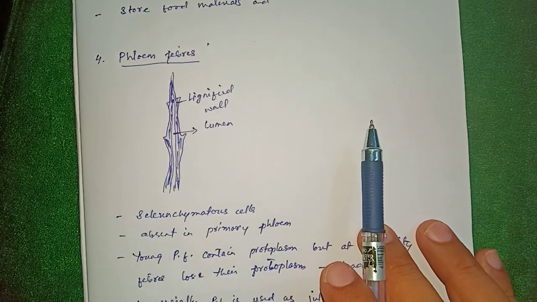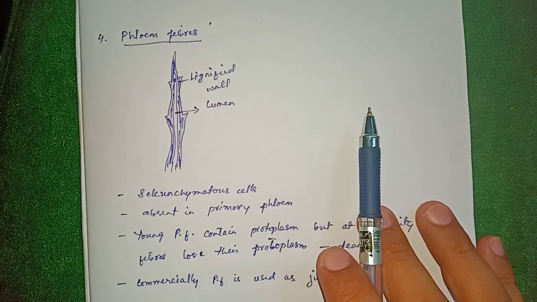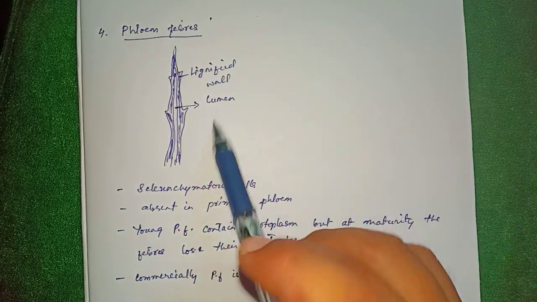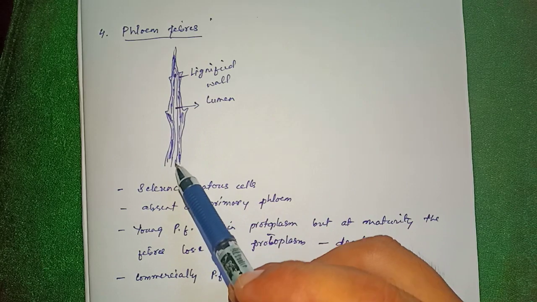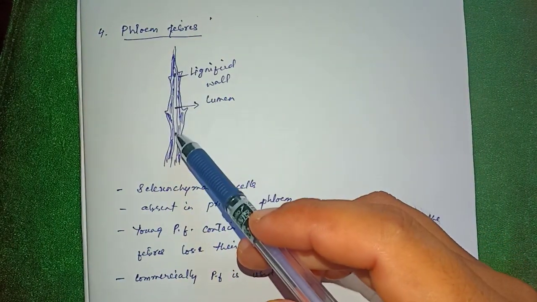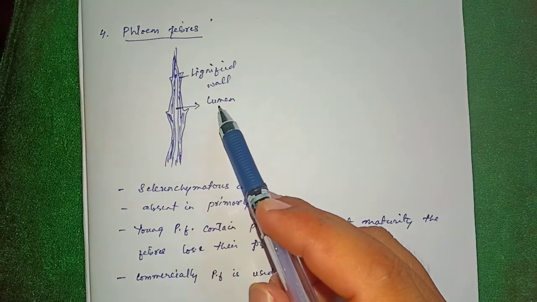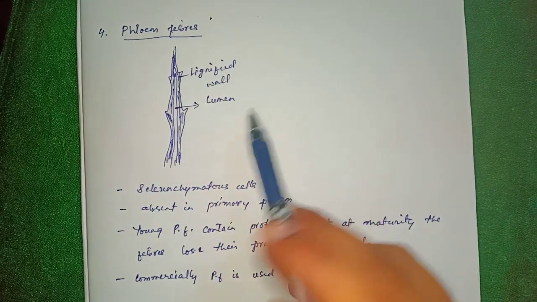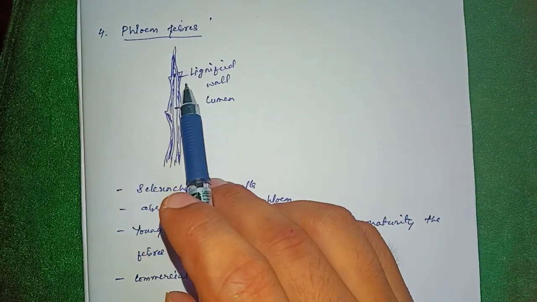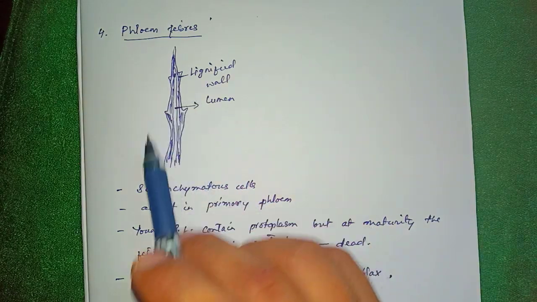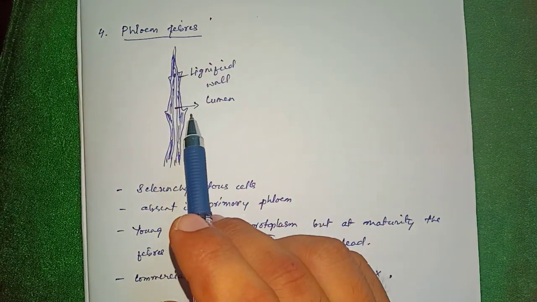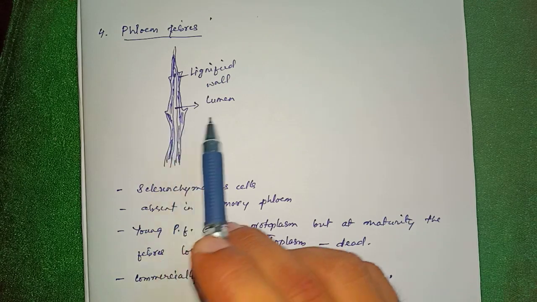Now the fourth type of phloem element is the phloem fibers. This is the structure of the phloem fibers. The phloem fibers are elongated with thick lignified walls and having a small lumen. Lumen refers to the cell cavity. The phloem fibers are mostly sclerenchymatous cells, that means dead cells, and they are mostly absent in the primary phloem.